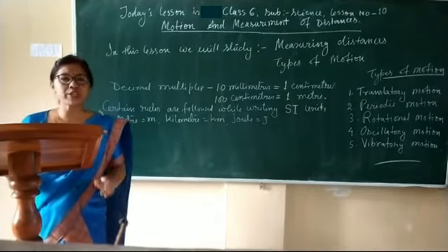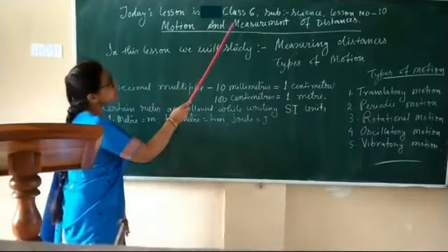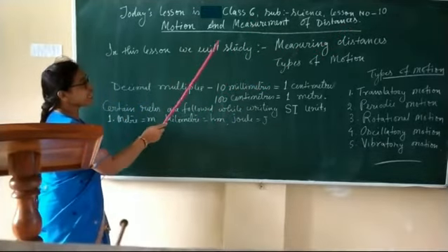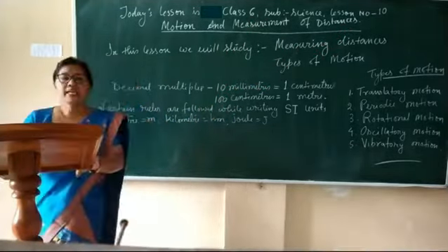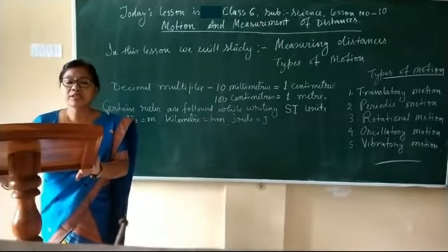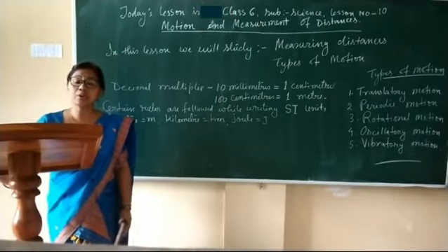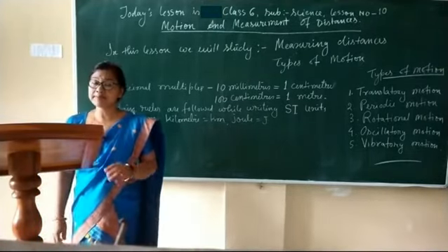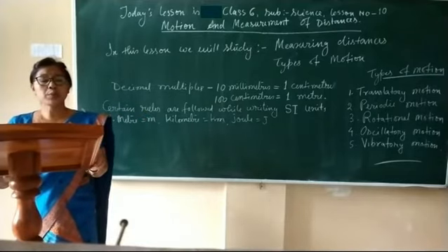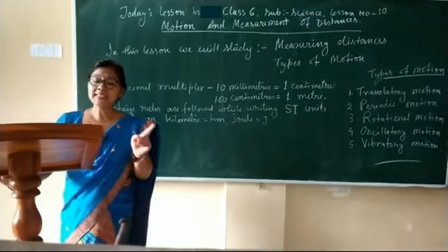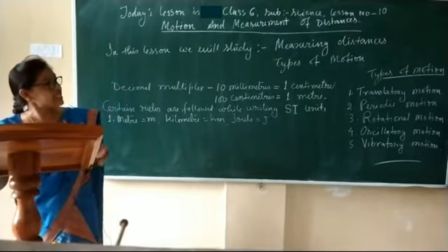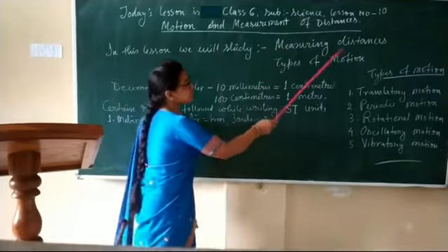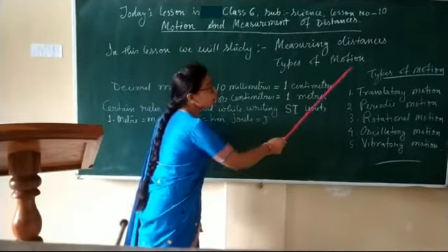Today's lesson is on class 6, subject science, lesson number 10, motion and measurement of distances. In our previous class, we have studied a ruler scale is used to measure a line segment. So in this lesson, we will study measuring distances and types of motion.